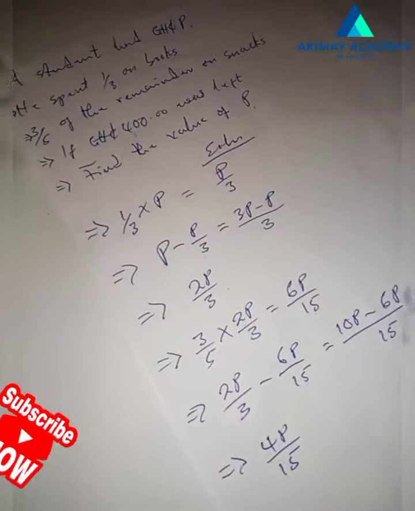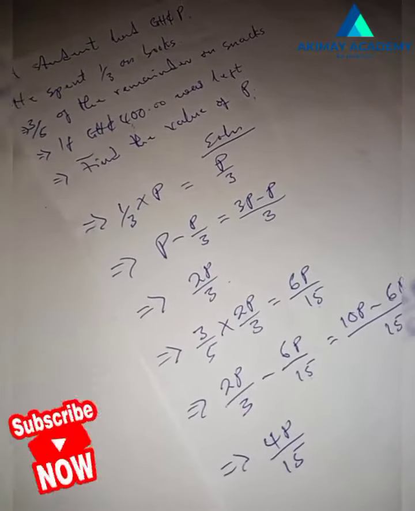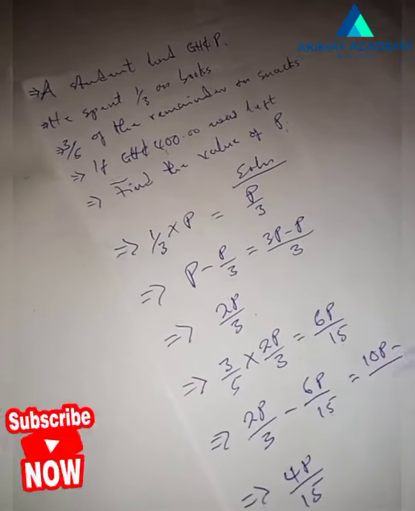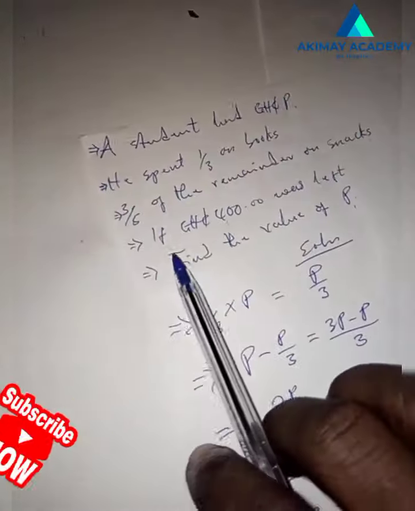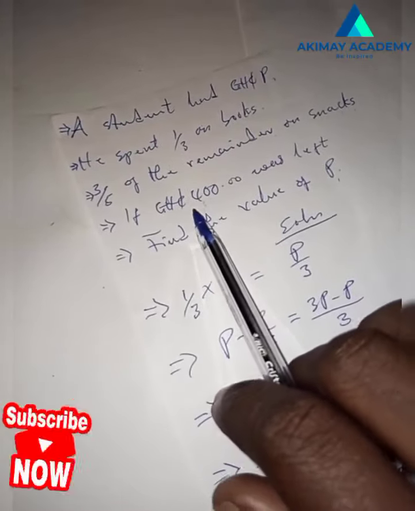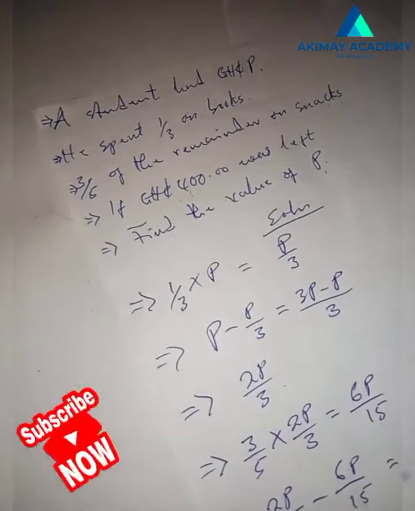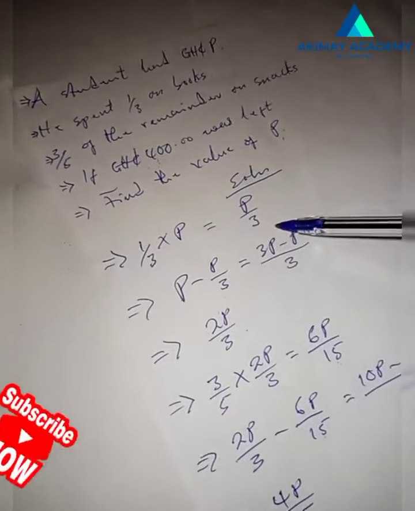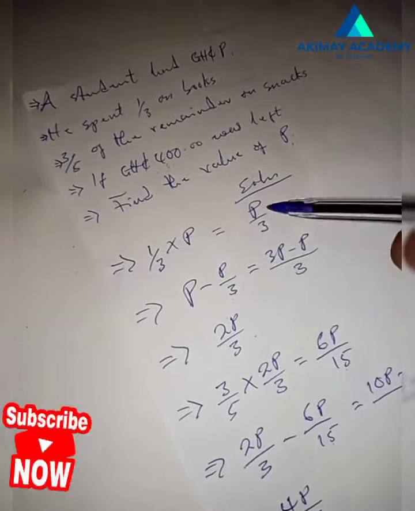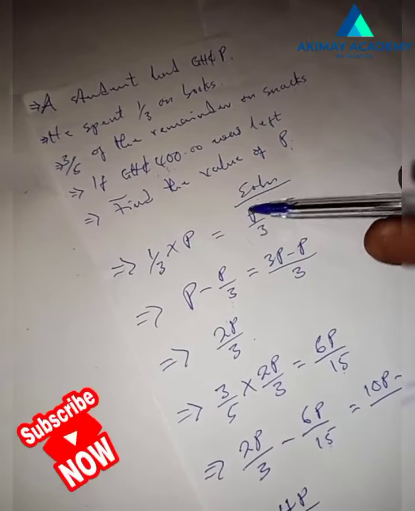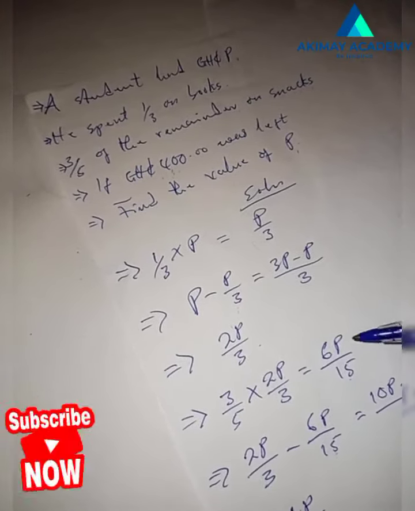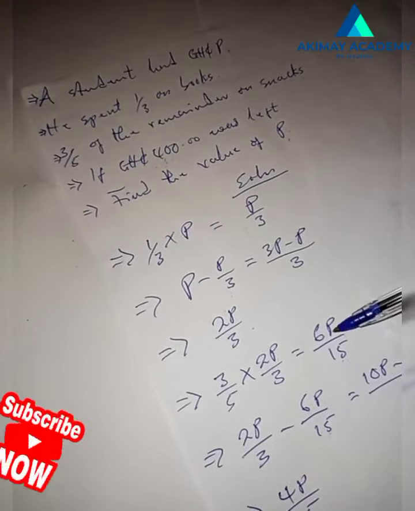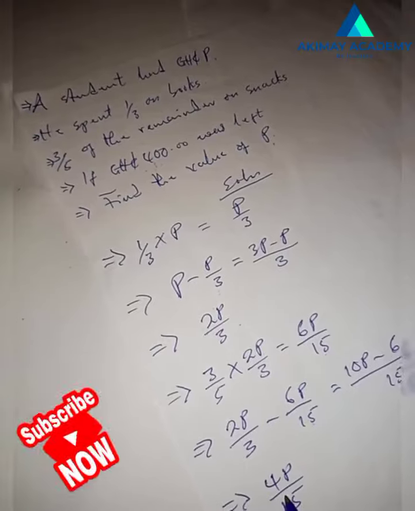So this is the remaining fraction of the money. Now the question continues and said, if 400 cedis was left, so after the deduction of the money he spent on books and the money he spent on snacks, this is the remainder fraction.